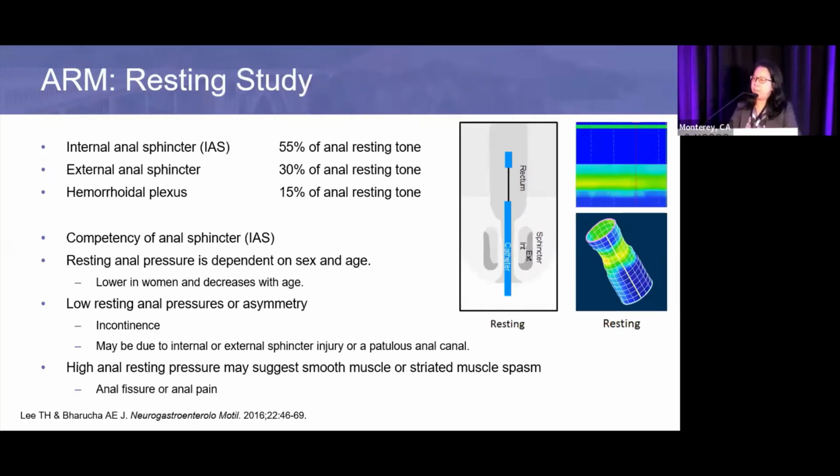Okay, so we start out by measuring what the resting pressure is. This resting pressure is generally constituted mostly by the internal anal sphincter, or the IAS. You can see 50% of the anal resting tone is from the internal anal sphincter muscle. About 30% is from the external anal sphincter muscle, and then 15% is from the hemorrhoidal plexus.